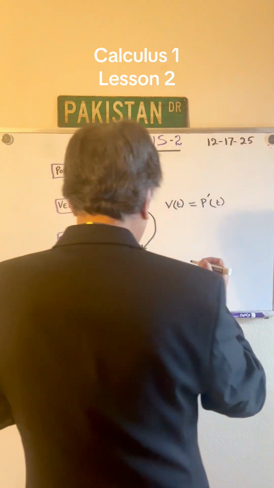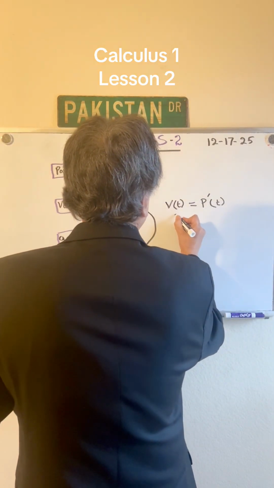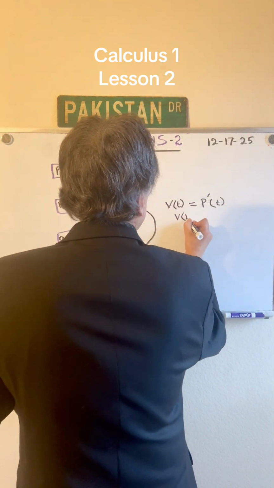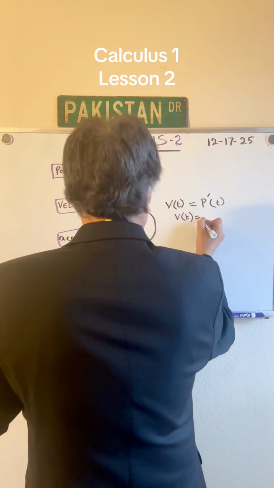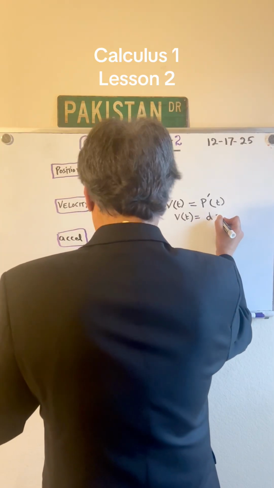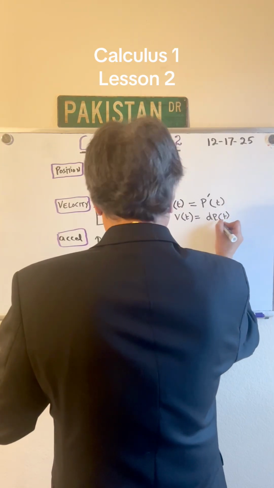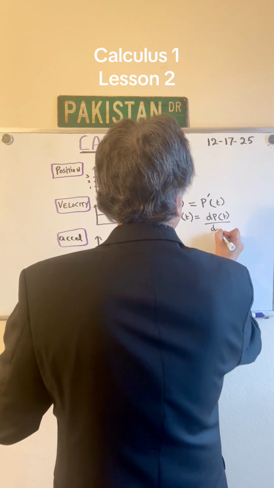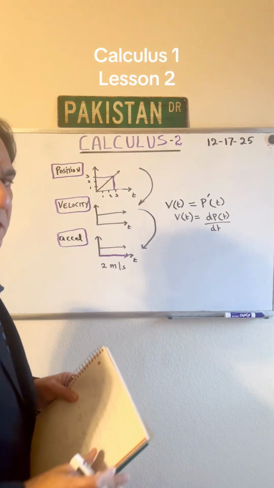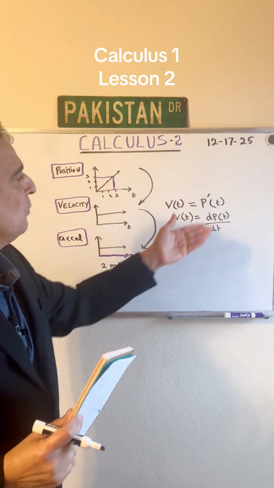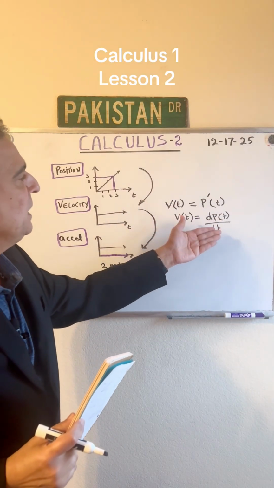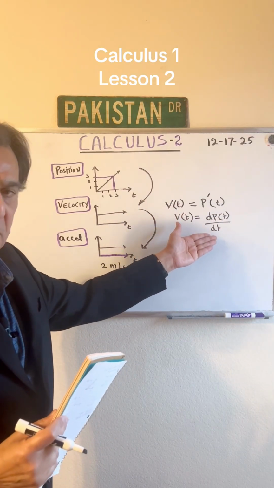I can also write this as v(t) is equal to dp(t) over dt. It's the same thing. I can write this as p prime of t, or I can write this as dp(t) over dt.